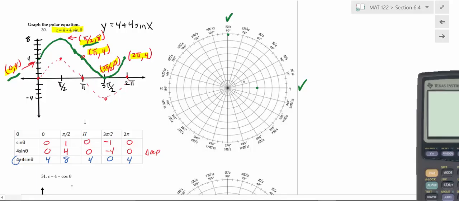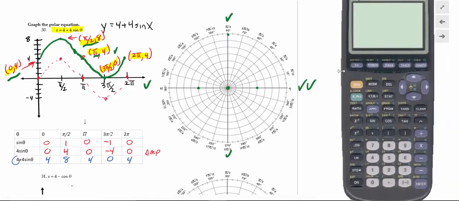Okay. And then, let's see, if we go out to the next one, pi, 4. Here's pi. So we go 1, 2, 3, 4, out like that. Okay. Then 3 pi over 2, 0. We're here at 3 pi over 2. 0 would just be dead center. And then at 2 pi, 4, we're back there and we're back out like that. Well, those are how those points go in polar.